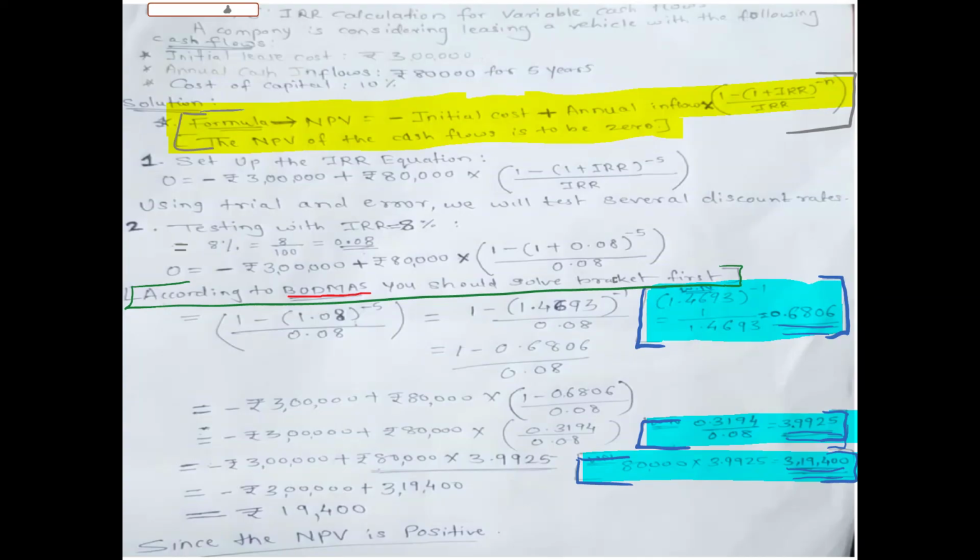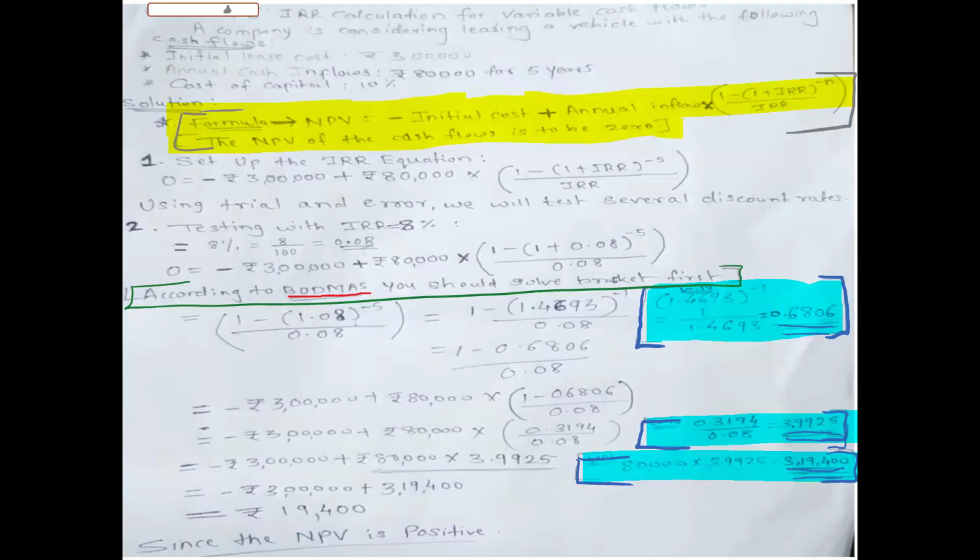So how have we calculated this? 1 minus, so we have taken in bracket 1.08. How did we get 1.08? We have added 1 plus 0.08. Okay, so we have taken this. The answer is 1.08, is equal to 1 minus.